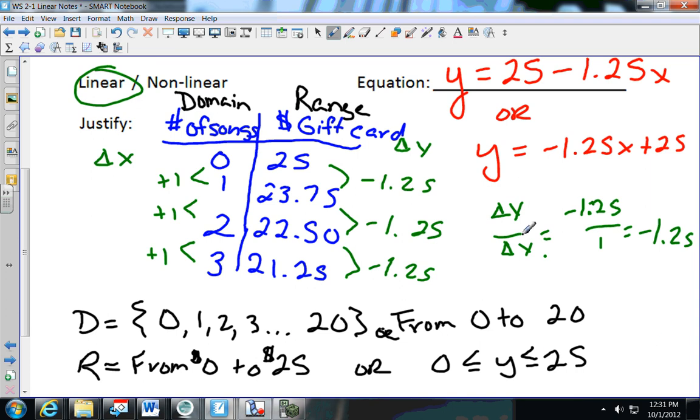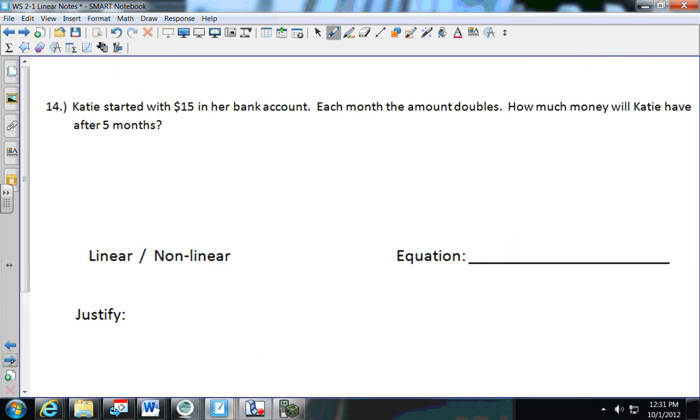But the main thing, when we were going through this, was just finding out that it was linear. If it's linear, then we can write the equation. Okay? I just want to review some of the stuff that we did in our last unit. On our next one, it says Katie starts with $15 in her bank account. Each month, the amount doubles. How much money will Katie have after 5 months? Okay, well, let's build a table. First off, what is X and what is Y? I know X goes here and Y goes here.